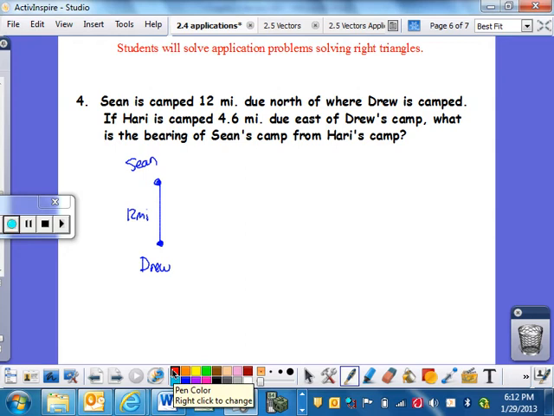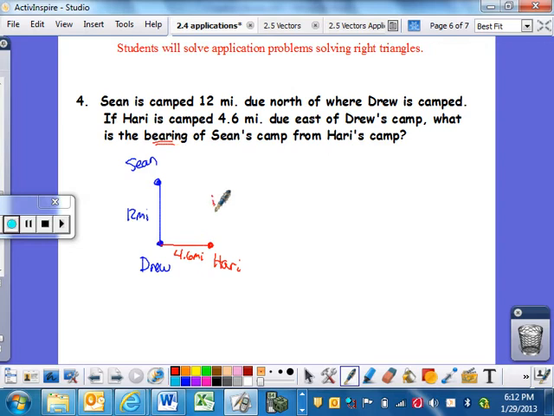It says if Harry is camped 4.6 miles due east of Drew. Okay, here's Drew. Where's due east? Straight to the right. 4.6 miles. Alright, this is Harry's spot. And then it says, what is the bearing of Sean's camp from Harry's camp? So now if you read that, what is the bearing? That means you need an angle. So I should instantly know, okay, I'm going to take an inverse at some point in this problem. And how am I going to go about doing that?